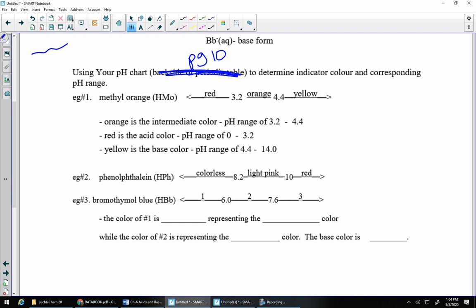With methyl orange, if the pH is less than 3.2, the color is going to be red. If it's greater than 4.4, it's going to be in its more basic form, and the color is going to be yellow. Cool, and then if it's between 3.2 and 4.4, the color is going to be a mixture, it's going to be orange. So let's check that out.